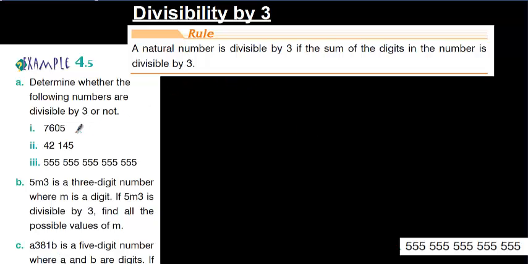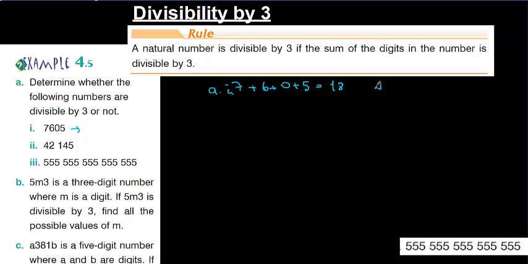So if we are checking 7605, we should add the digits: 7 plus 6 plus 0 plus 5. 7 plus 6 is equal to 13, and plus 5 it's going to be equal to 18.